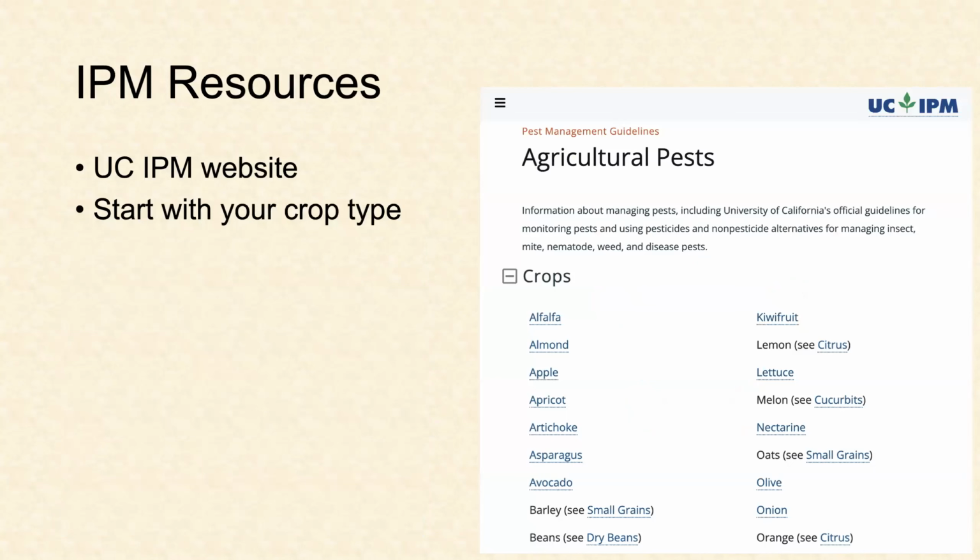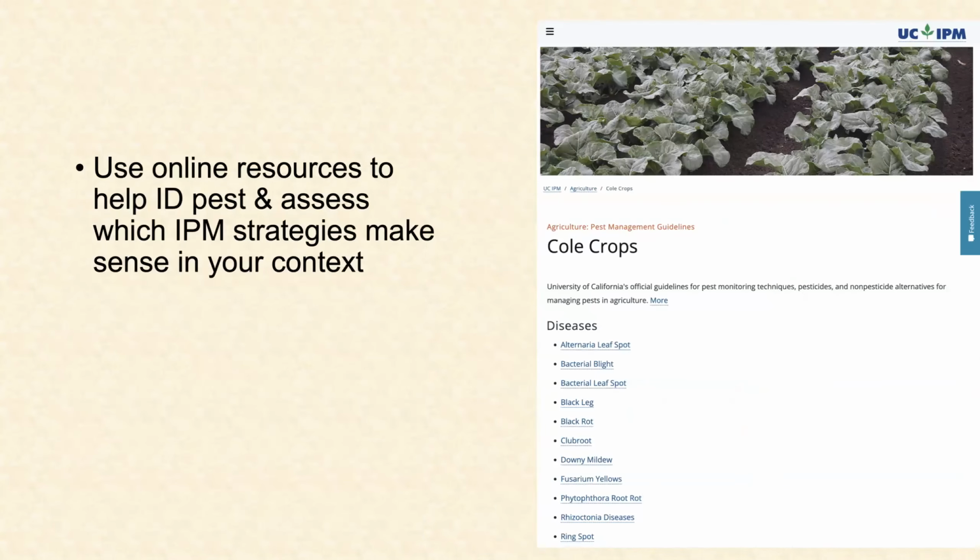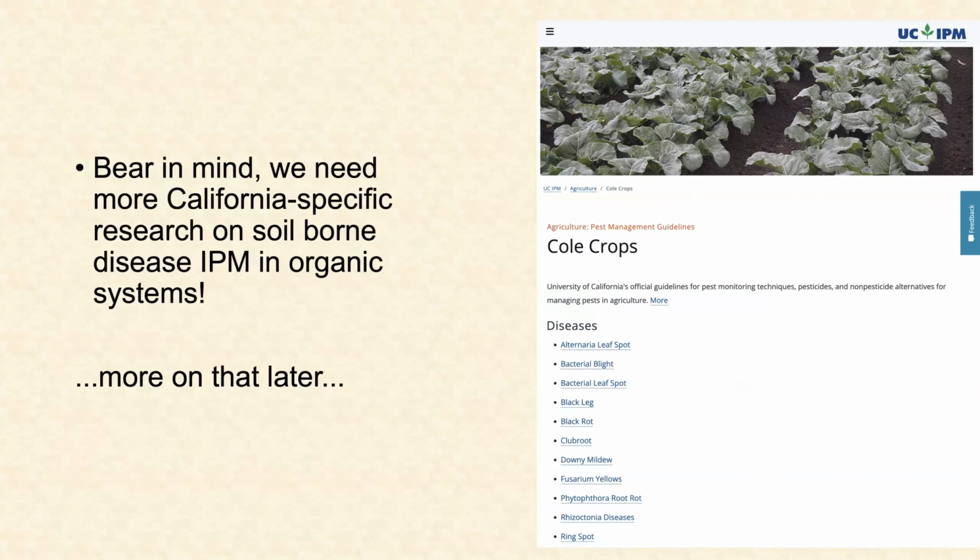So I wanted to point out the UC IPM website, which is really great. You can start with your crop type. For instance, let's say cole crops, and then use online resources to help identify your pest and assess which strategies actually make sense in your context. As you can see for cole crops, we've got a whole list of diseases that are found in California. They've got a list for pests, insect pests, and other things too. So that's a nice resource.